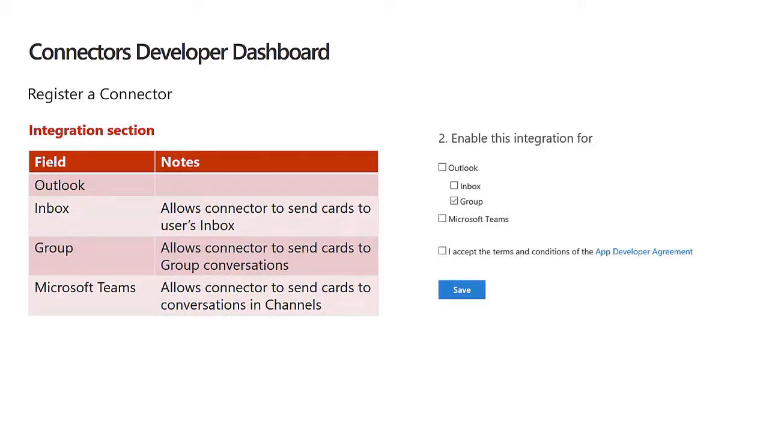Lastly, we need to specify to the developer dashboard what integrations we support or would like to have. We can choose the user's inbox, a group inbox, or a Microsoft Teams channel. And you can choose any or all of these as are relevant to your application. And then after accepting the terms and conditions, you can save that information. The dashboard will then refresh and give you links to the various assets that you need, such as the ID for your connector, which you would need as part of the registration process.